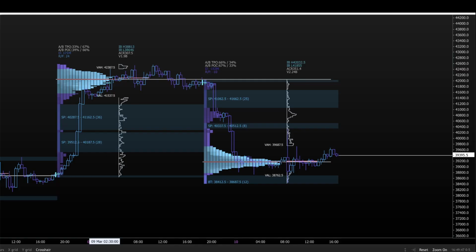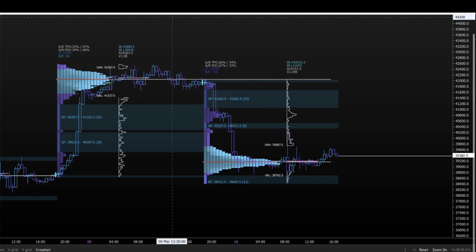So we can see here that we have little single prints here of 8, right? But we would look more to this 25 for a real reaction, right? Unless we had a lot of other confluence here, I would be more interested in trading this row of single prints here. Okay, so what is a buying tail and a selling tail?